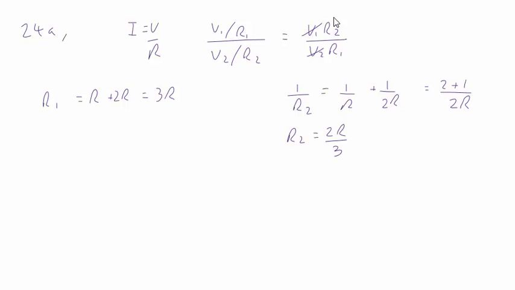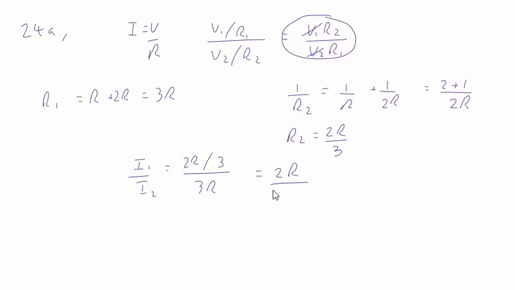Therefore, going back to this arrangement that we're wanting, we've got I1 over I2 is equal to 2R over 3 divided by 3R, which is 2R over 3 times 3R. The R's cancel and we have 2 over 9, which comes out at 0.22. Sorry, not amps. The units cancel.